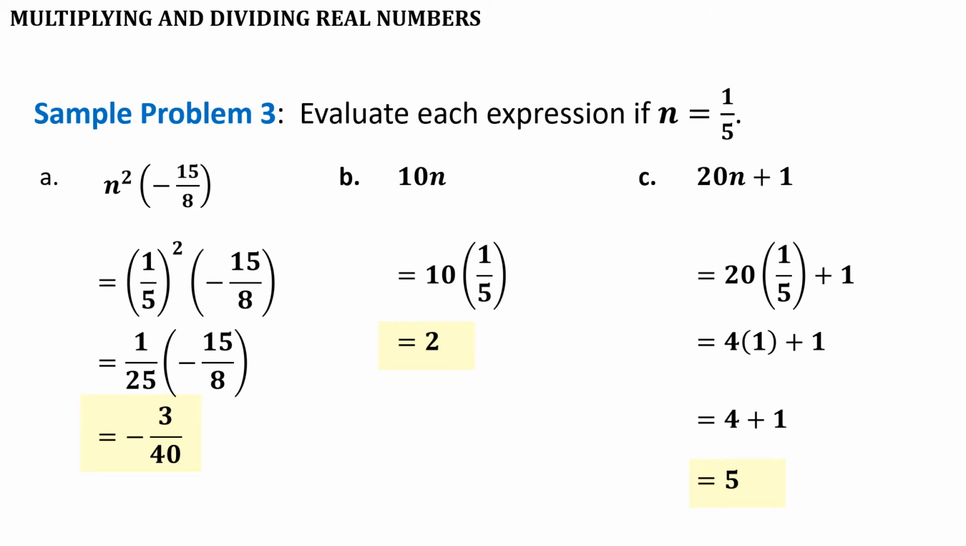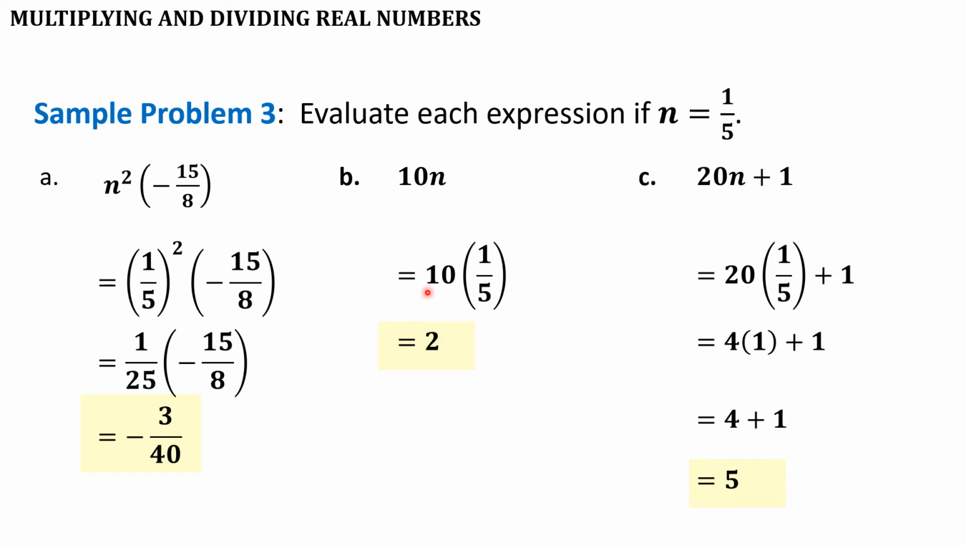So let's check out our answers. And all I did here was just substitute my variable n with my 1 over 5, just right here. And because I had that exponent, all I did was just put that 1 over 5 inside parentheses and raise it to the second power. That's going to be 1/25. And then I'm going to multiply it with my other number. And because one of them is positive and the other one is a negative, my product is going to be a negative.